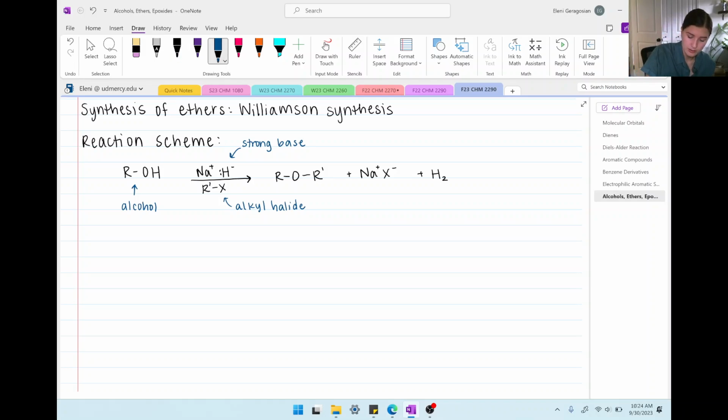And then if we just look at this molecule here, we have an oxygen bonded to two carbon chains. So this is our ether. And this is how we synthesize an ether. We'll of course look at a specific example and the mechanism for this as well.